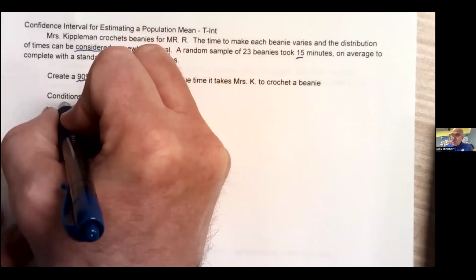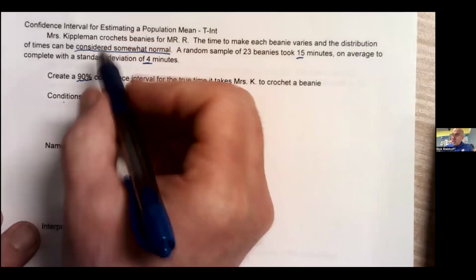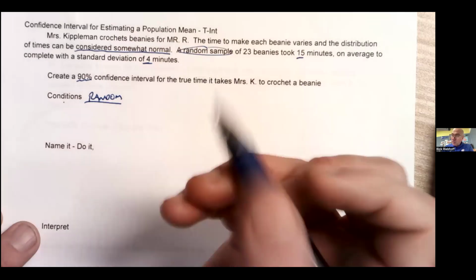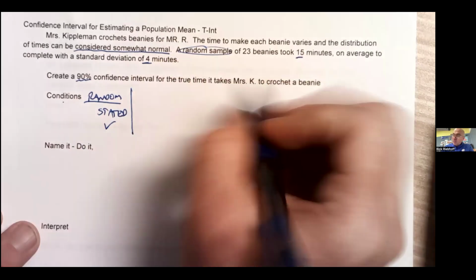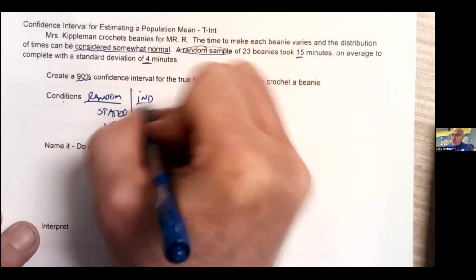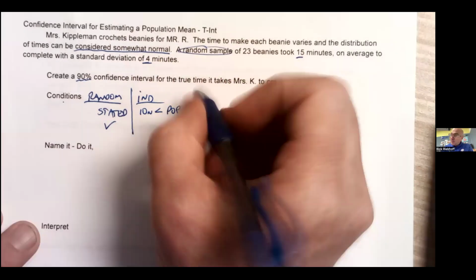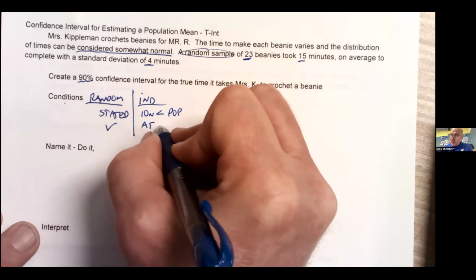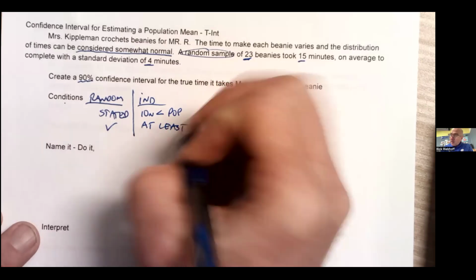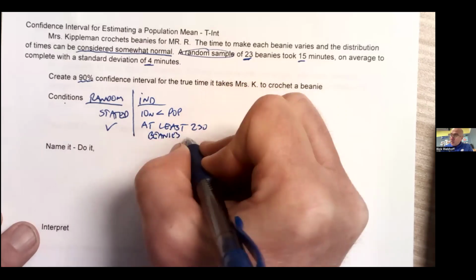All right, so let's check our conditions. Do we have randomness? Yes, it was stated up above, random sample. So we say stated, and we'll give it a little check mark. What's next? Independence. We need 10n to be less than the population. So 23 is our sample size, 23 times 10. So we need at least 230 beanies crocheted.